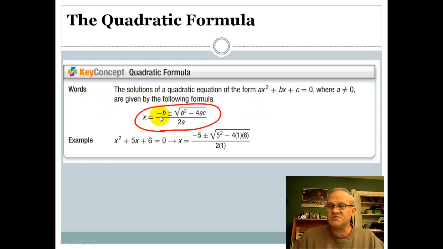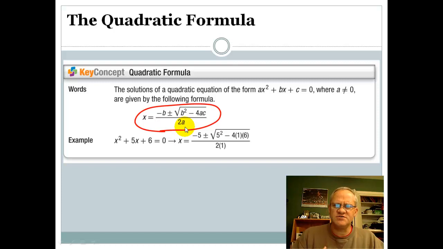X is equal to the opposite of b plus or minus the square root b squared minus 4ac all over 2a. Okay, so that's the song there. A lot of people like the all over 2a part for some reason. But if you can remember that, x is equal to the opposite of b plus or minus the square root b squared minus 4ac all over 2a. That might help you remember the formula there.